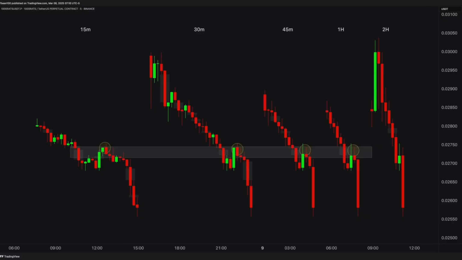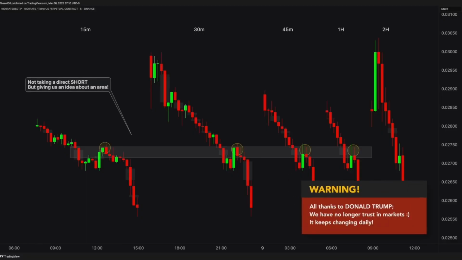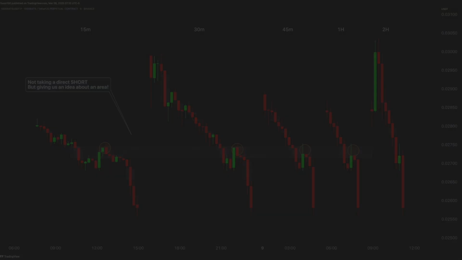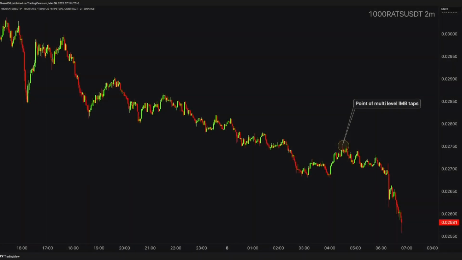The moment I saw this multi-imbalance area, I knew that this could be a great location to look for short trades. But again, we shall not blindly short it. Yes, it is a usable strategy, but since Trump is in the White House, blind trades are not good at all. We must try to combine high and low time frames as much as possible. Let's go down into lower time frames and talk more about these yellow circle locations. So in this 2-minute chart, you can see that this yellow circle point is representing our multi-time frame imbalance location. Basically, our main overall area to look for trades.